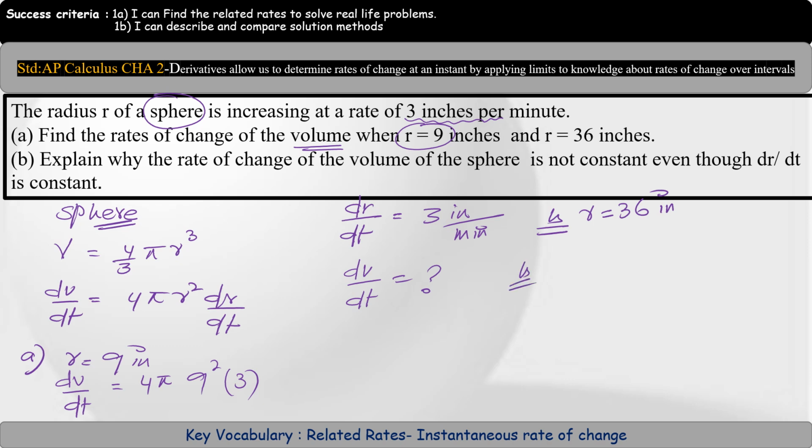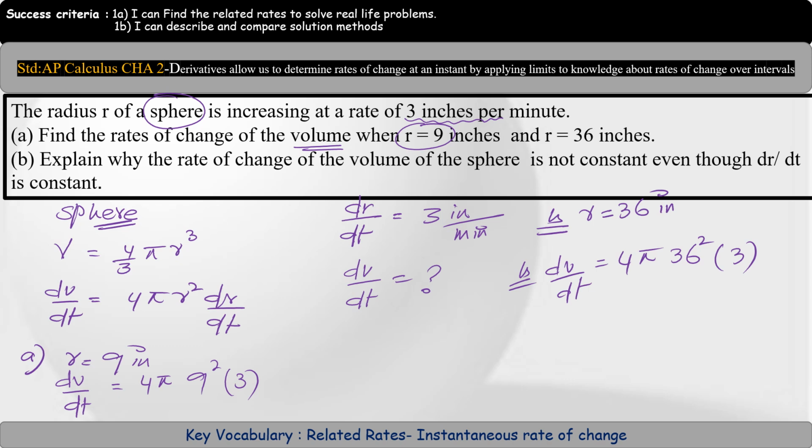Similarly, in the B part, you are going to write dV by dt equals 4 pi and then 36 squared times 3. Now use the calculator. Take 1 minute to calculate both the answers. So here you just write in the calculator 4 times pi times 9 squared times 3.